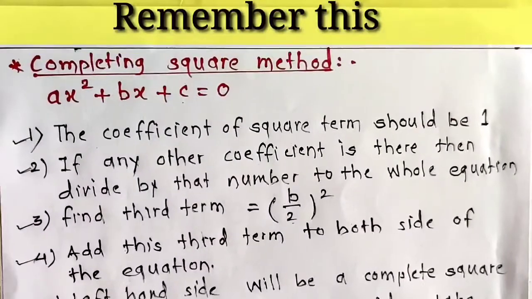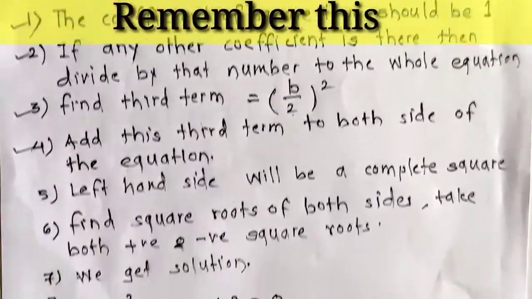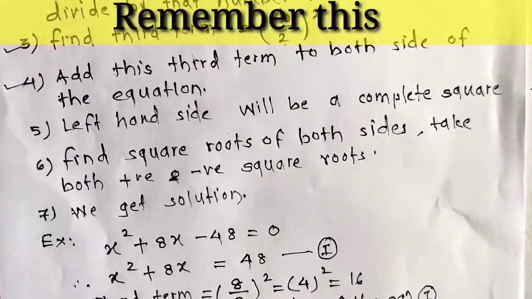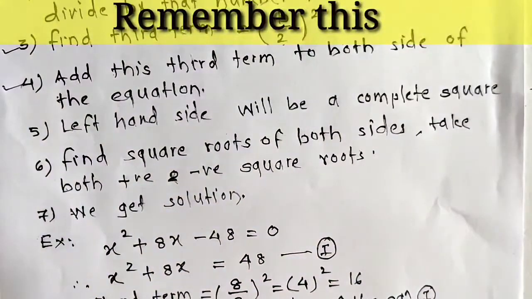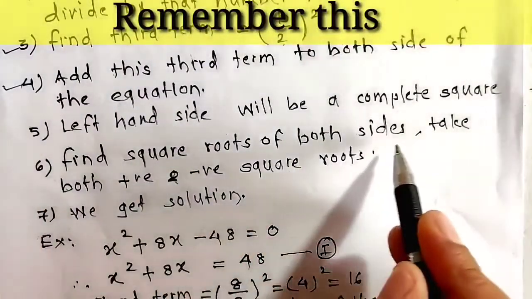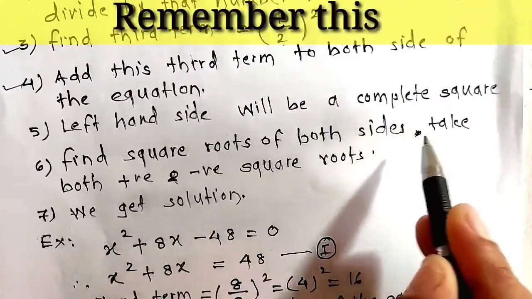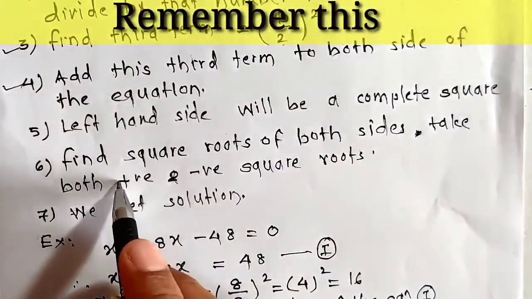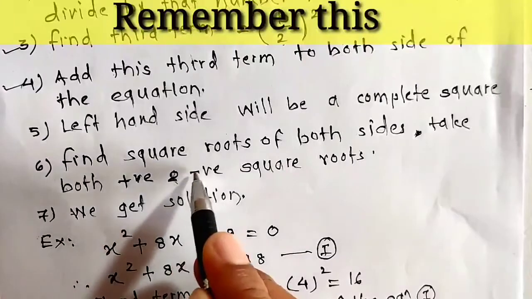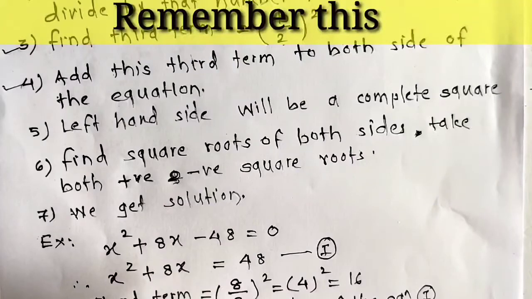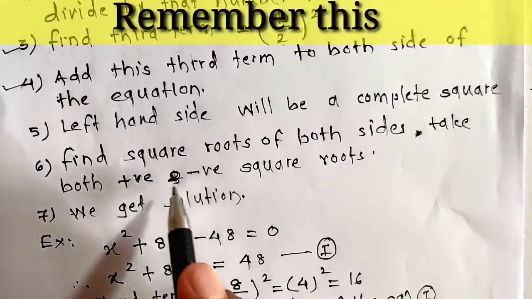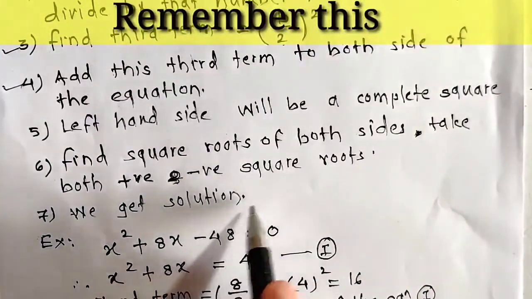Then the fifth point, our left hand side. Now this left hand side is a complete square. It becomes a complete square, and then find the square root of both sides. While taking the square root, again remember one thing: take both the positive and negative square roots. You know 4 has 2 square roots, minus 2 and plus 2. So every positive number has 2 square roots, one positive and the other negative. So consider both square roots. So here we take the positive and negative square root and we get the solution.